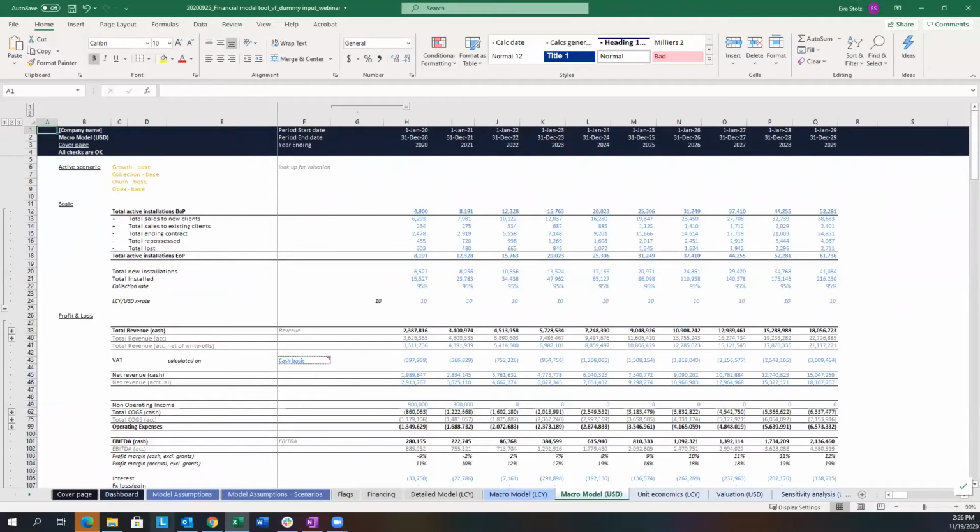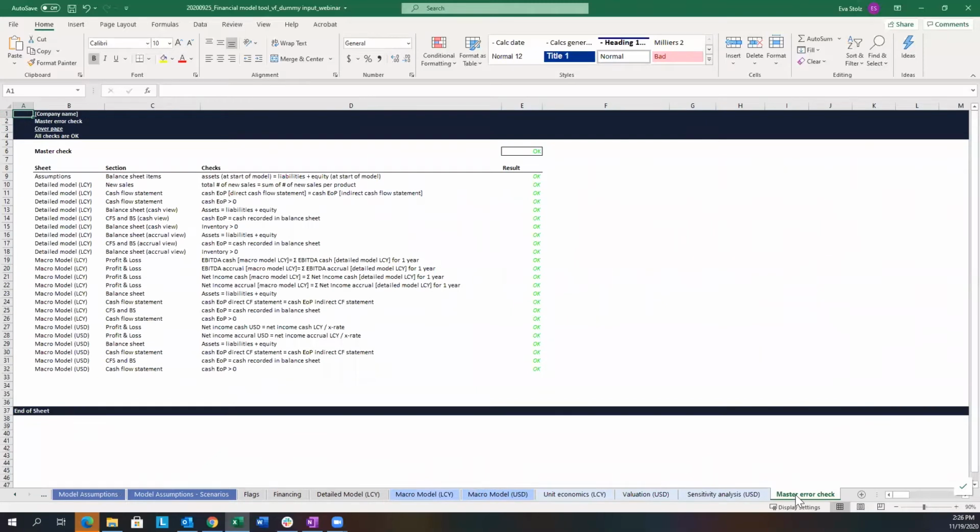Then I won't go into those, but you have some additional analysis sheets, such as unit economics, the valuation, and the sensitivity analysis, but these will be covered in the second webinar of this series, so I won't go into those today. And then finally, you have the error check sheet, which conducts automatic error checks and makes sure that no numbers fall outside of the range where they're supposed to be. A very typical error check is whether the assets are equal to the liabilities and equity on the balance sheet, but I will also show you an example of that shortly.